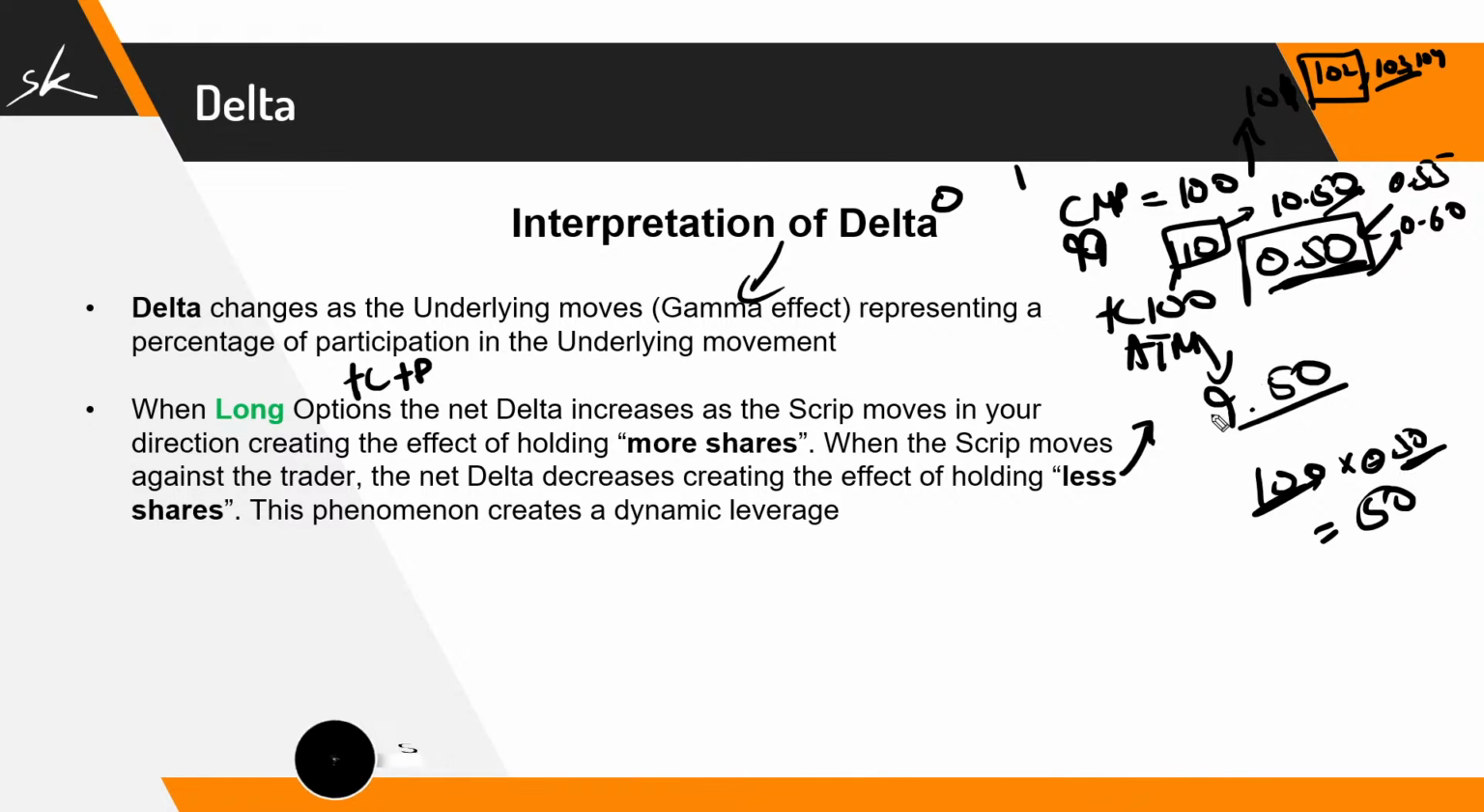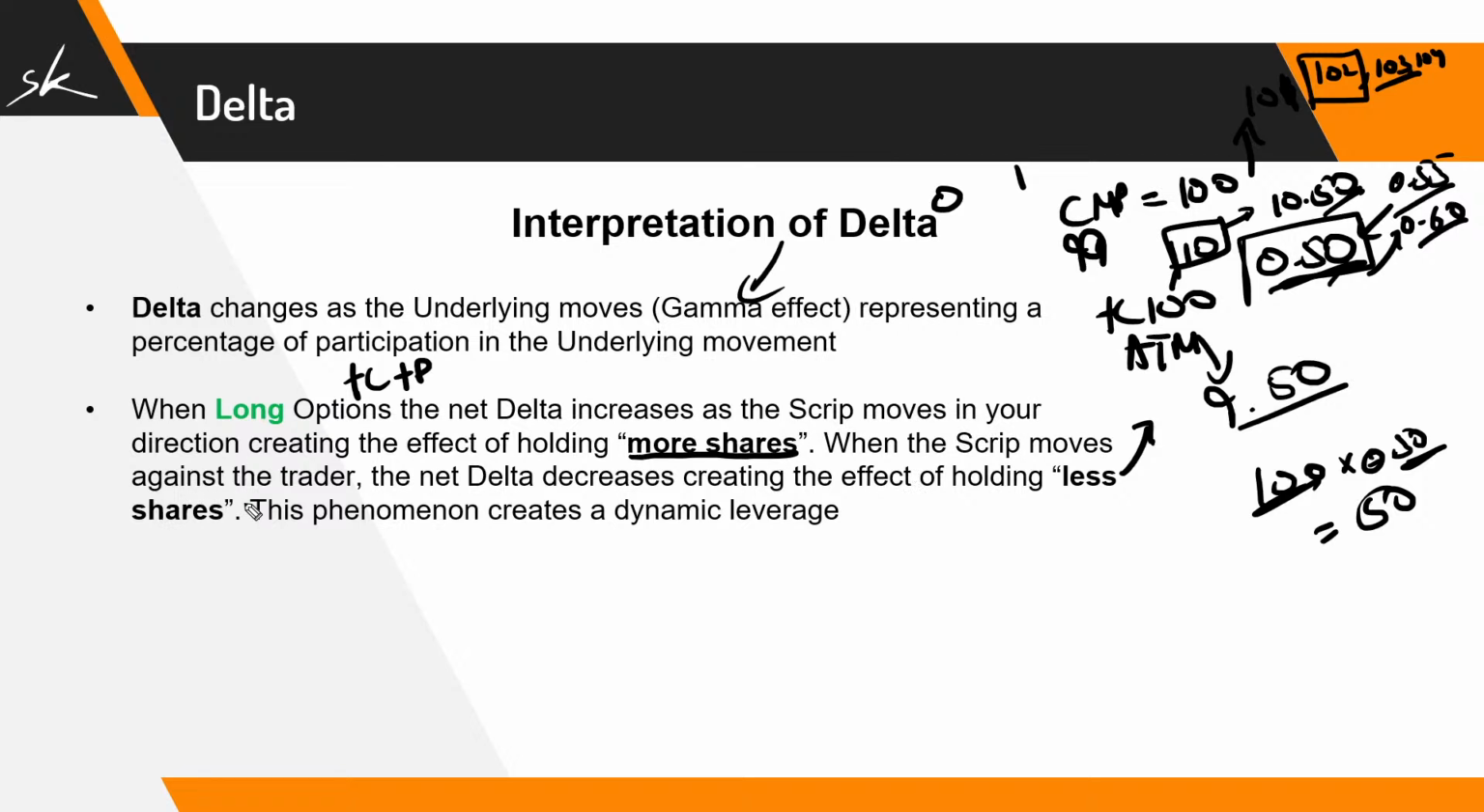But now when it moves the next 1 rupee, my participation has increased from 50 to maybe 55. It moves another 1 rupee, now my participation has increased to 60%. It moves another 1 rupee, maybe my participation increases to 0.65. Now, when I show you on the chart, you will get a little bit more clarity, but this is what it is talking about, that when it starts moving in your favor, it creates an effect as if you're holding more number of shares, because the more it is going in your favor, the more the delta is increasing, and the more the delta is increasing, it's almost like you're holding more number of shares.